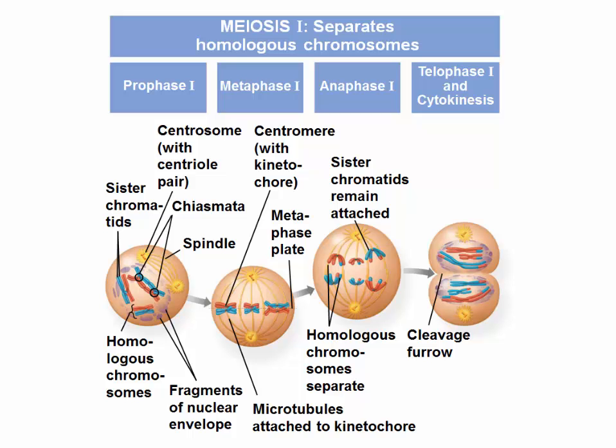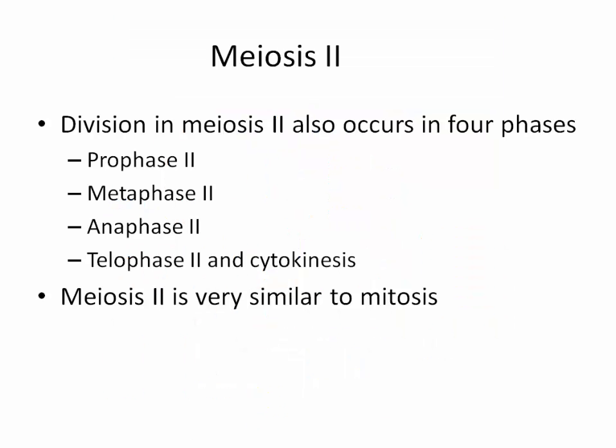Yeah, and then in metaphase 1, what you see is the lining up of the chromosomes at the equator. In anaphase 1, they're separating, they're already different. In telophase 1, they have ended up in their destinations. Meiosis 2 has the same 4 phases.